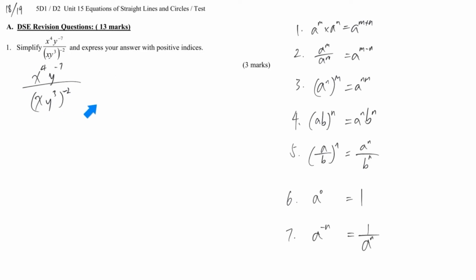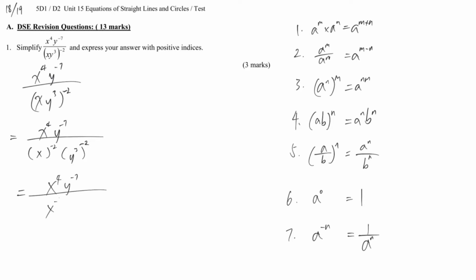The first question is about the law of index. We base on this law to simplify it and express in positive index. We find that the denominator is very complicated, so we use the index law here. If there are two factors inside, then each factor we have power of n. So in this case we have two brackets, and each of them we have power of -2, which is x and y power of 3.